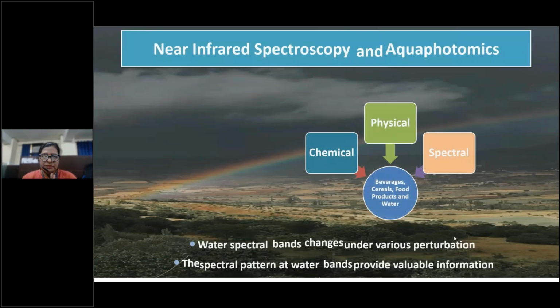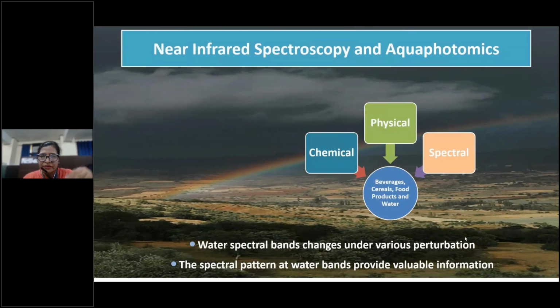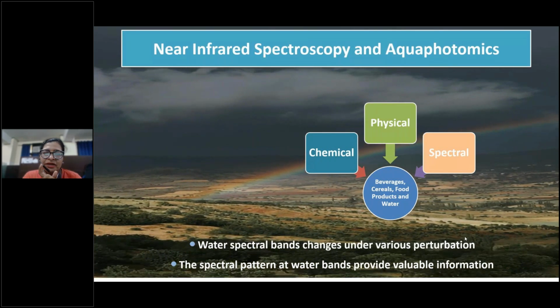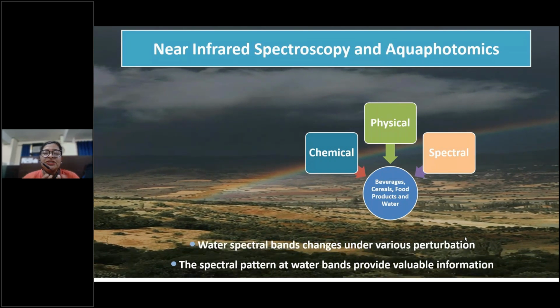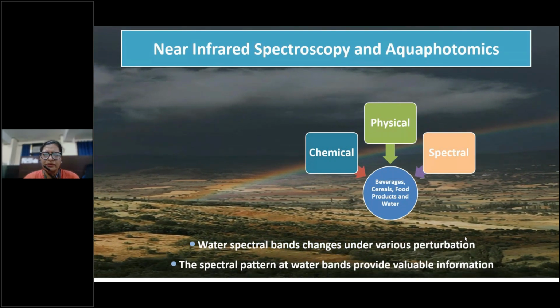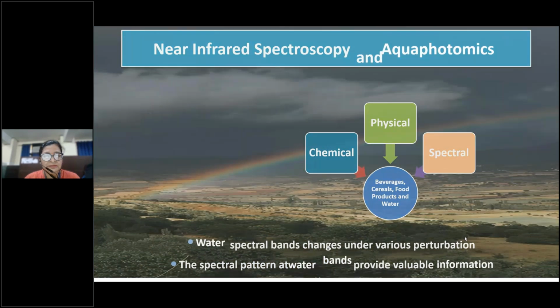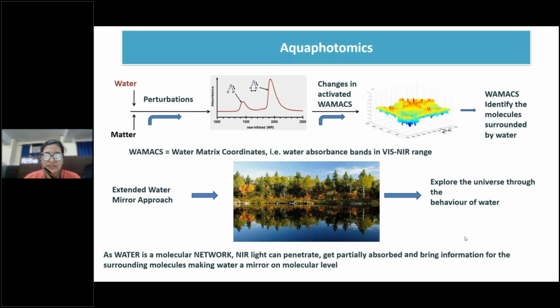So what happens? Whenever light falls on the material in the range of 1300 to 1600 nanometer, there are spectral band changes because you're putting light on it, right? So it is basically perturbations. It is basically the changes and the water band change. You know, water is not just H2O. It has so many structures. It may be tightly bound, it may be loosely bound. And then only by understanding the spectra, what you can see is aquaphotomics.